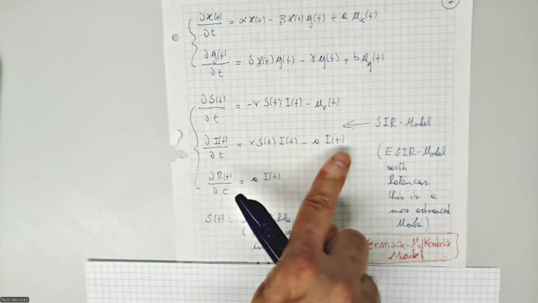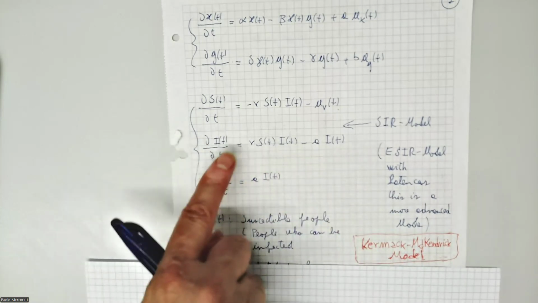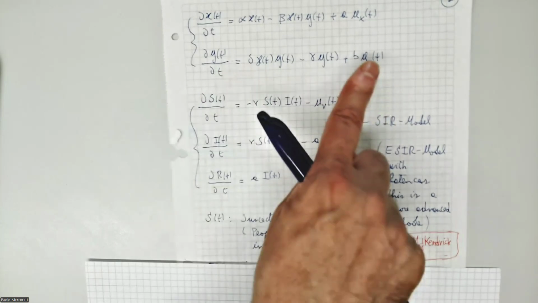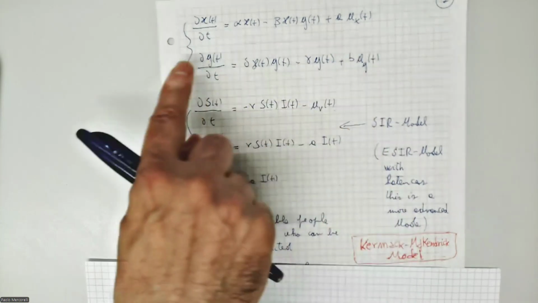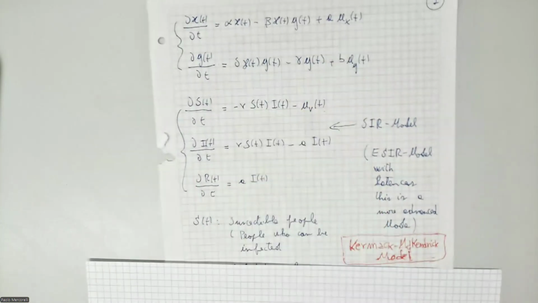Let's explain equation number 2. It is exactly what I told you before. S represents the prey, I represents the predator. I mean, the infected try to infect the S, the susceptible, as the foxes try to catch the rabbits.